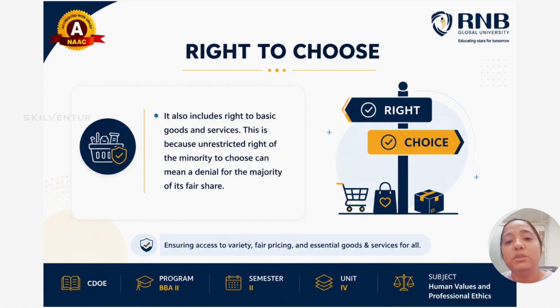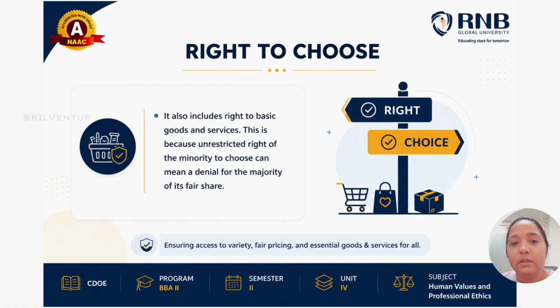However, in some situations where there is a monopoly, meaning only one seller exists, the right to choose ensures that the consumer still receives satisfactory quality and services at a fair price. So this right plays a very important role in protecting consumers from unfair trade practices, and it encourages competition among businesses, which ultimately benefits the consumers by improving product quality and reducing prices.